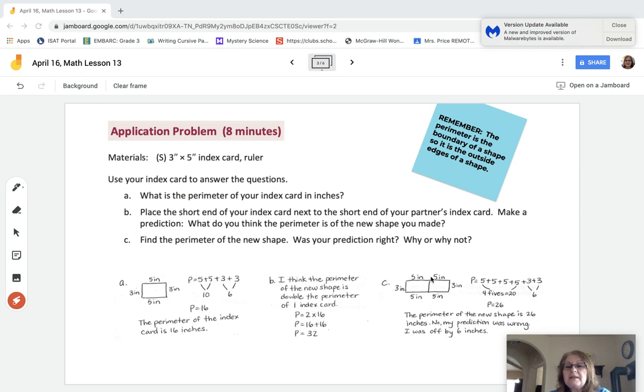So to put them together, if we're just doing the outside edges, then this would be 5 plus 5 plus 5 plus 5 plus 3 plus 3. Or 4 fives, 4 times 5 is 20. 2 threes, 2 times 3 is 6, so 26. The perimeter for this new shape where we put them together would just be 26 inches. Okay. Does that make sense? I hope that makes sense to you and you understand that.